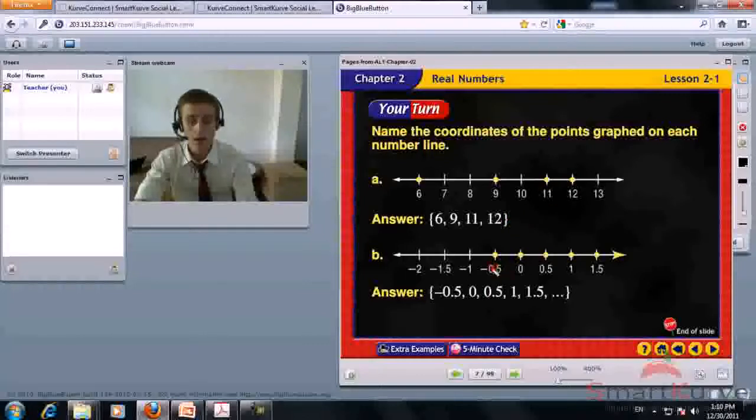B, we see that -2 does not, -1.5 does not, -1 does not, -0.5 does, 0 does, 0.5 does. 1 does, 1.5 does, and the arrow towards the right means that it continues indefinitely. So the answer is, in brackets, -0.5, 0, 0.5, 1, 1.5, and this ellipsis means that it continues indefinitely.